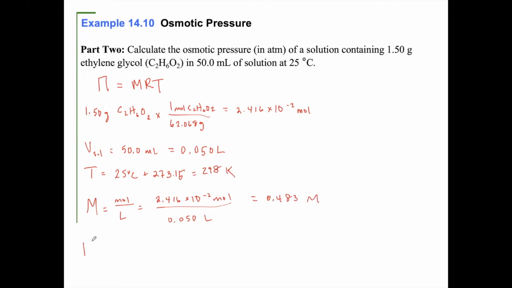Okay, so final step. We're multiplying that molarity times the ideal gas constant times the temperature. And that gives us 11.8 atmospheres.